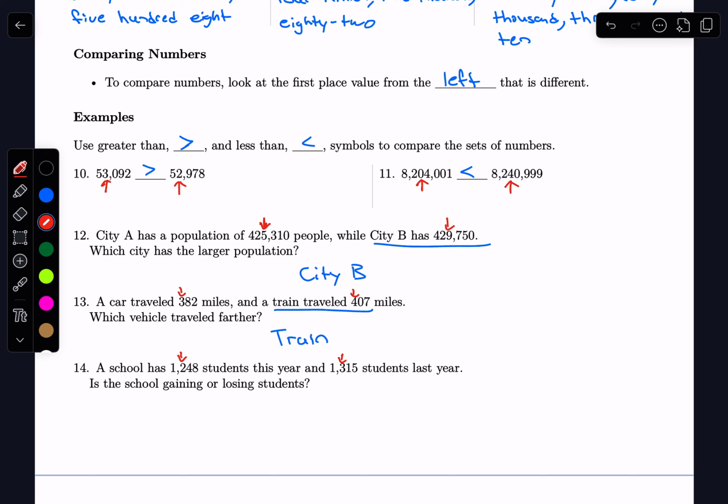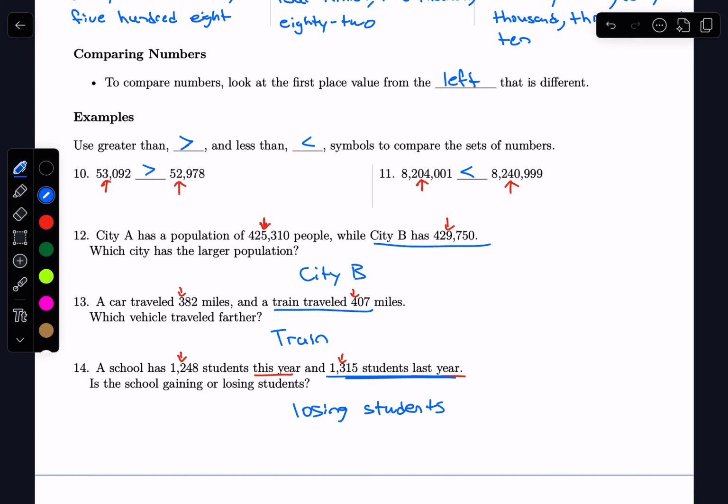So we know that the second number is bigger than the first number, but it says that they have the first number, 1,248 this year, and 1,315 last year. So if they had more students last year, then this school is losing students. Okay, the number for last year is the bigger number, which means that they are losing students.